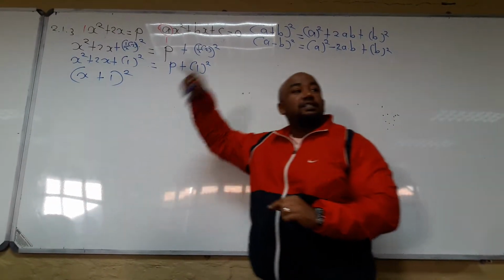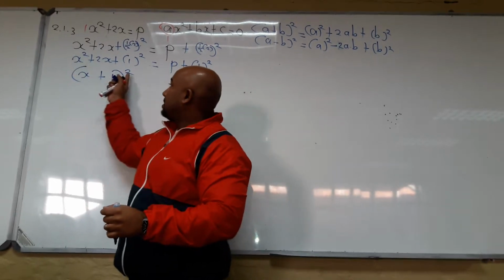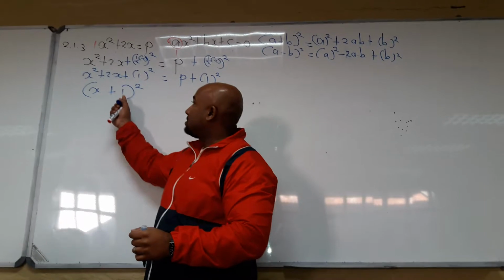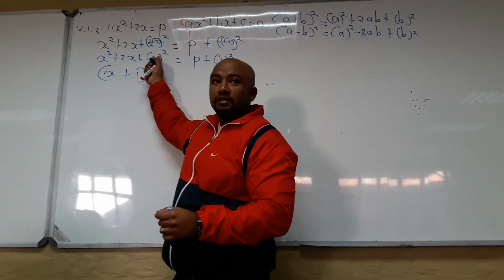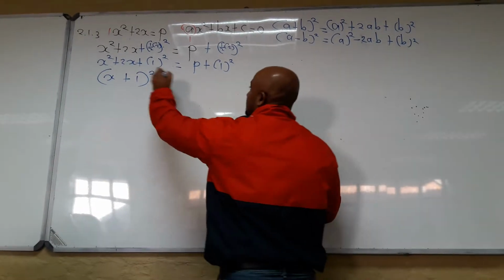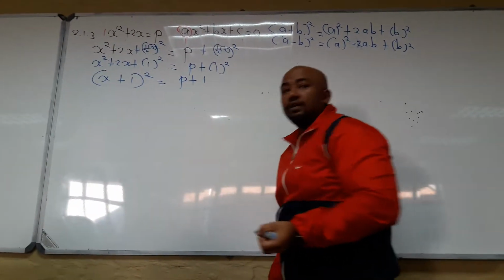If you had to multiply this whole thing out, you can see it will be x squared plus 2 times x times 1 is 2x, and then plus 1 squared. There's your 1 squared. That is completing the square. It will always be like this. Alright, so that is equal to p plus 1 squared. 1 squared is just 1.